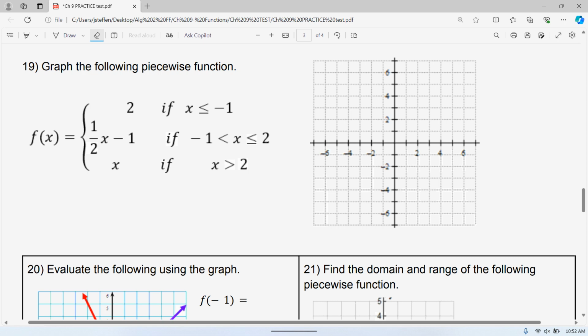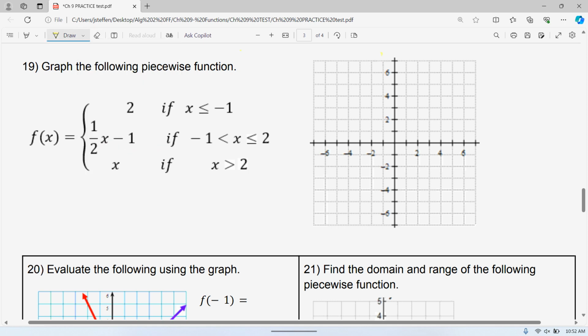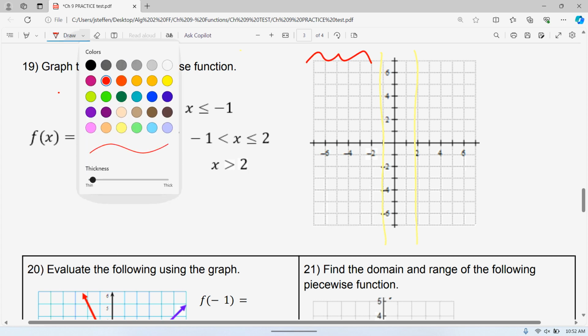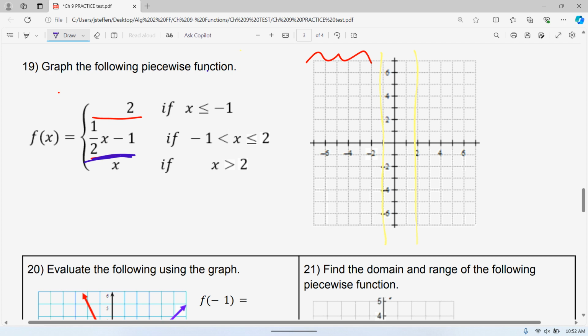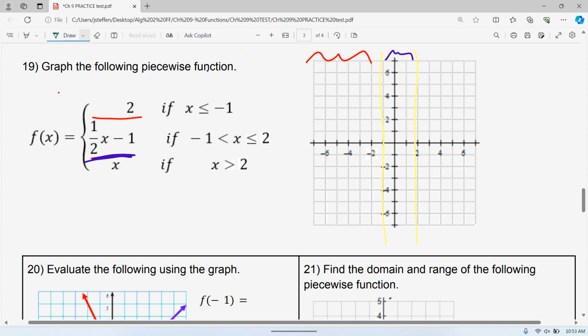Graphing a piecewise function. Now again, it's important to realize that they're just telling you where each one of these parts go. So -1 is right here. I'll use this light yellow. -1. And +2 is right here. So again, they're really just saying this equation goes here on the left-hand side of that. This equation goes in the middle. This equation goes at the end. So we just graph those in those 3 different spots.